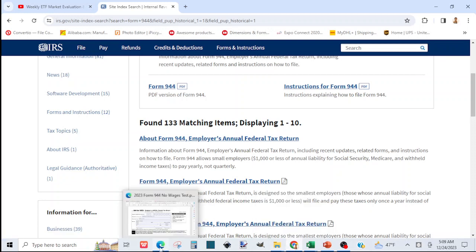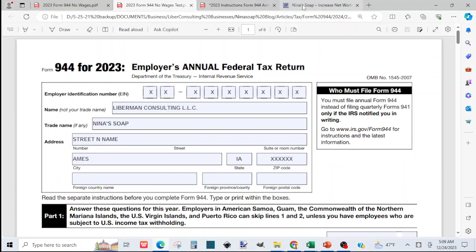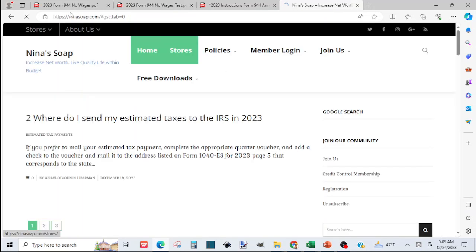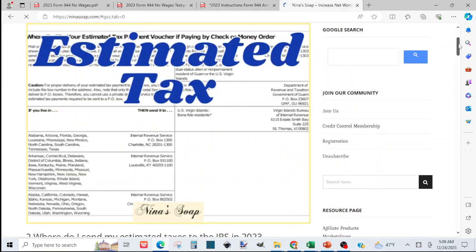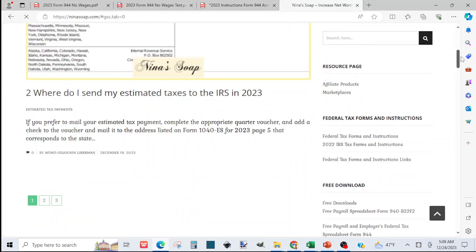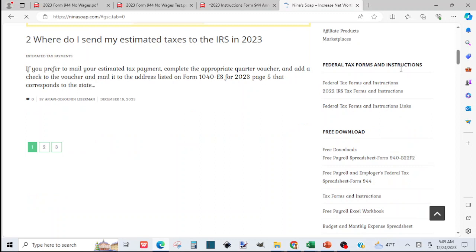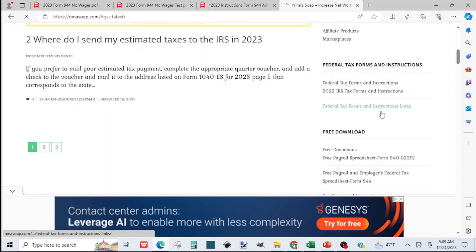Alternatively, if you are having issues finding a form, you can go to our website as well, ninasoap.com, and in the sidebar we have federal tax form and instructions. We save the links to those forms and you can scroll to see which one you are looking for.